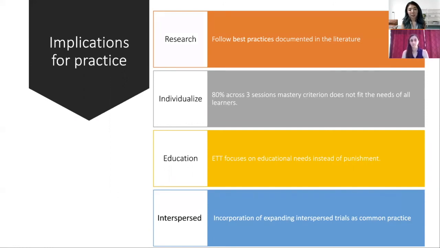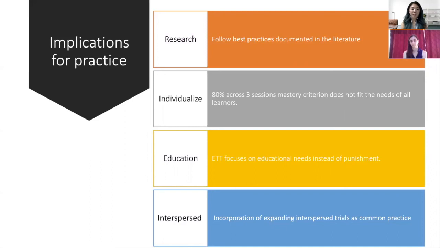Second point is to individualize our interventions to the specific learner. 80% across 3 sessions with mass trials does not always fit the needs of all learners. This may be appropriate for some learners. However, for other learners that may acquire targets and learn quicker, this would hinder their learning. So we recommend that practitioners individualize, and with expanding time trials, it would allow the practitioner to individualize their intervention to that specific learner's learning profile.